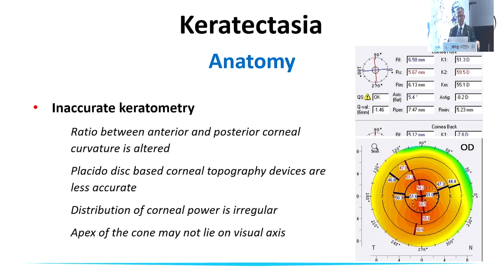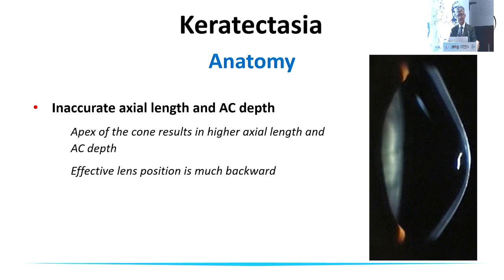The Placido's disc-based corneal topography systems are not very accurate because they scan the front surface of the eye, which does not give you accurate keratometry. And the third is that in the 3 millimeter zone, whatever corneal power you get may not be reflective of the total corneal power that this person has. At times, even the apex of the cone is not central, and this alteration in the location of the cone can affect the overall post-operative outcome.